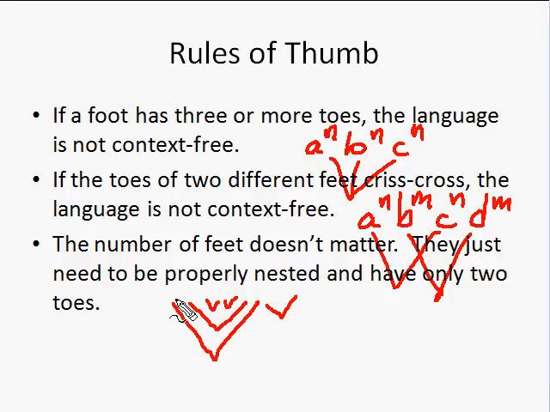Now the total number of feet that you draw doesn't matter. It just matters that they are properly nested and they each only have 2 toes. So here's a little drawing that would tell you that the language was context-free.